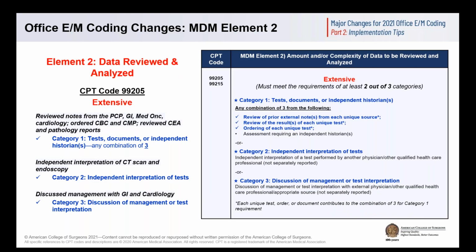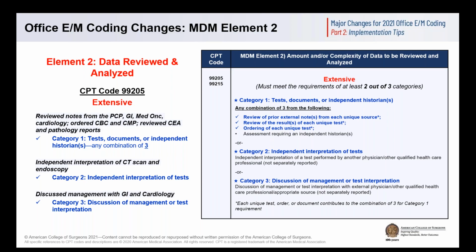Under our data review, at least 2 out of the 3 categories need to be met. Under category 1, the surgeon reviewed notes from the primary care physician, gastroenterologist, medical oncologist, and cardiologist. Additionally, a CBC and CMP were ordered, and then the CEA and pathology reports were reviewed. Under the independent interpretation of tests, the CT scan and endoscopy were reviewed, and then the management was discussed with both GI and cardiology in order to optimize the patient preoperatively. The cardiologist was looped in on this discussion.